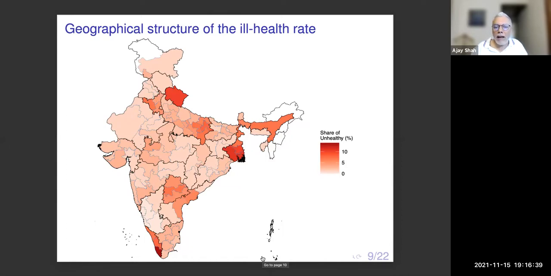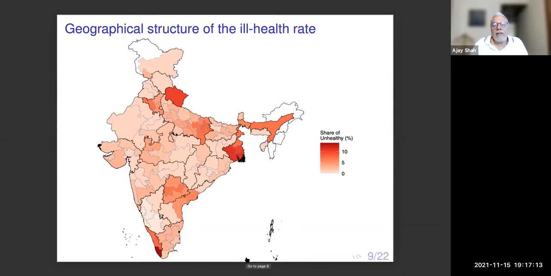It is Bengal, it is South Kerala, it is Assam, it is East UP, it is Uttaranchal, and it is West Haryana. These are the hotspots where a large fraction of the people are unwell. This is self-reported health. So for example, Karnataka looks great. For example, Rajasthan looks great. For example, Maharashtra looks good, and so on.